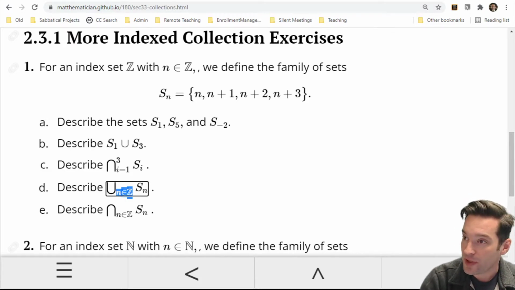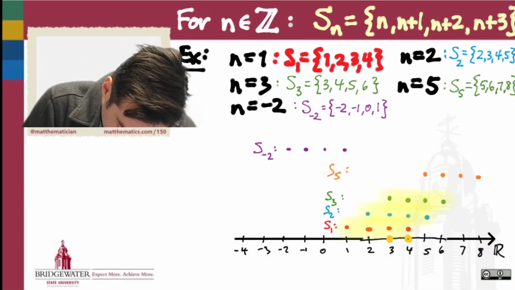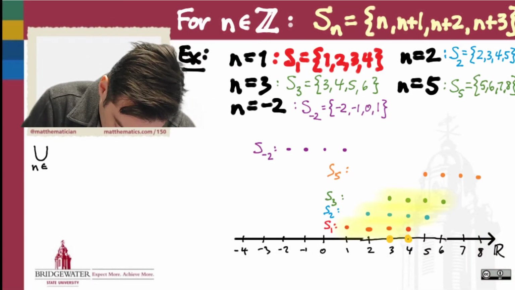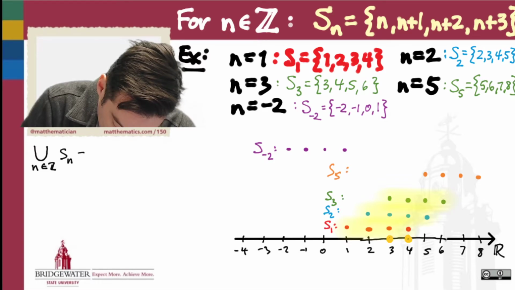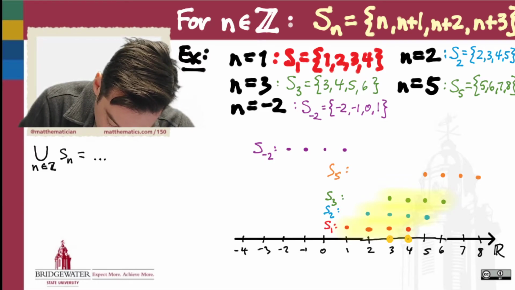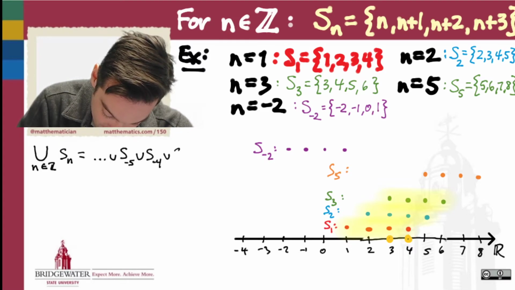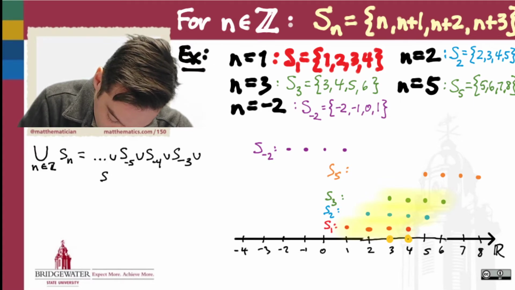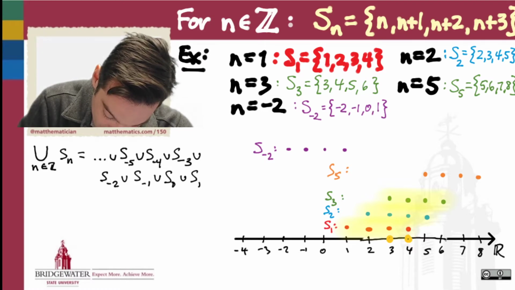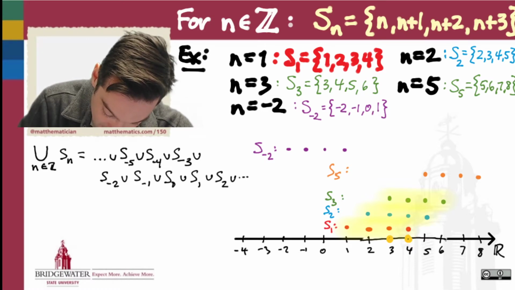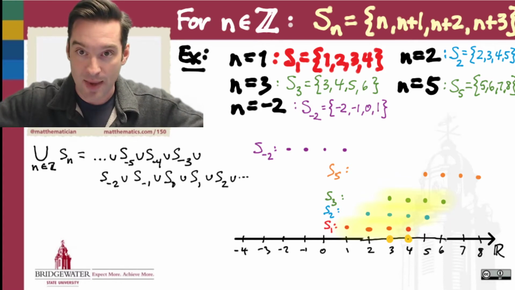So one of the ways that we could expand on this, n belongs to the integers of S sub n, we could see this as saying we're going to take the union of S sub n for all integers n. So we're going to take the unions of all of the S sub n up to S sub minus 5, S sub minus 4, S sub minus 3, S sub minus 2, union S sub minus 1, union S sub 0, union S sub 1, union S sub 2, union ... Right, so it's this huge, gigantic, massive expression.